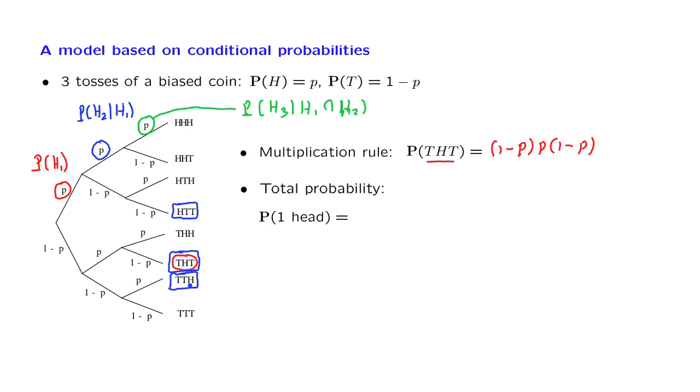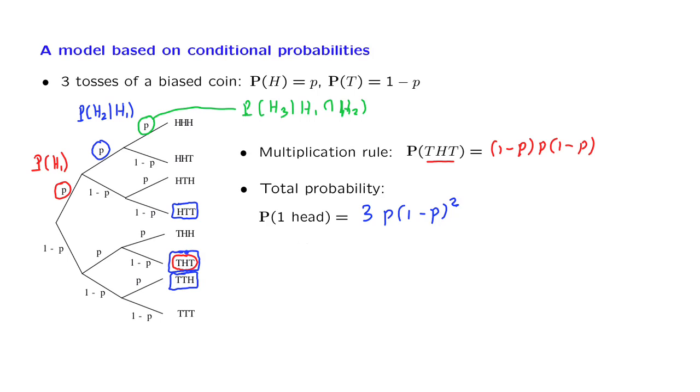To find the total probability of this event, we need to add the probability of the different outcomes that correspond to this event. The probability of this outcome is p times 1 minus p squared. The probability of this outcome is what we calculated. It's again p times 1 minus p squared. And the probability of the third one is also p times 1 minus p squared. So the answer is 3p times 1 minus p squared. Notice that each one of the 3 different ways that this event can happen has the same probability, so these 3 outcomes are equally likely.